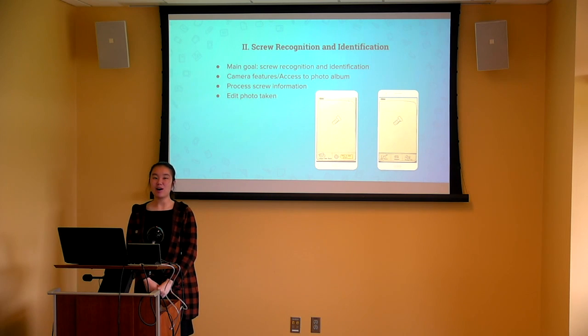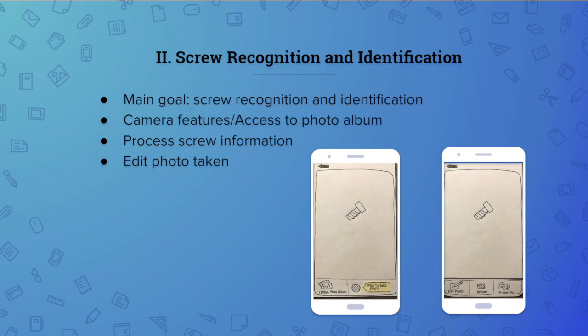I am going to talk about our second main feature, which is screw identification and recognition. Basically, the user will be given 2 options. One is to take a photo in real time, and another is to allow the system to access the user's photo album to see the screws. The user will then be given an extra function of editing the photos, which will become our stretch goal and will be implemented next semester. Then, once the photo is processed, the system will display the detailed information of the screw, which is our next main feature.